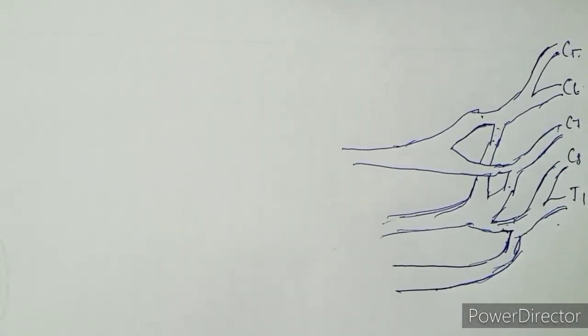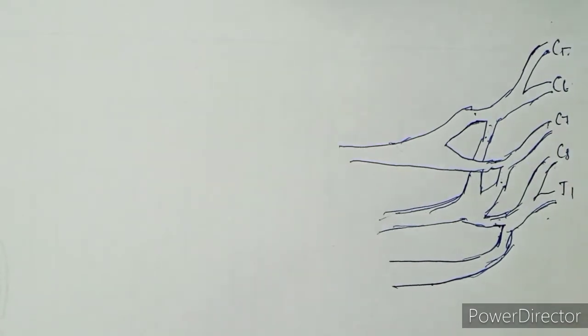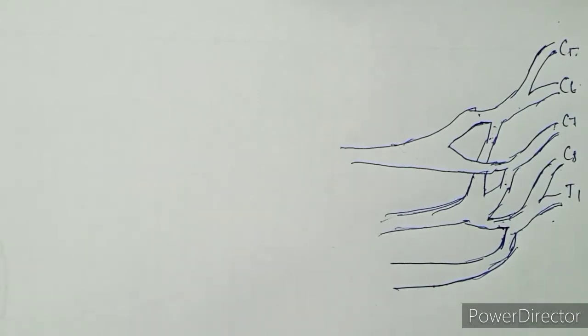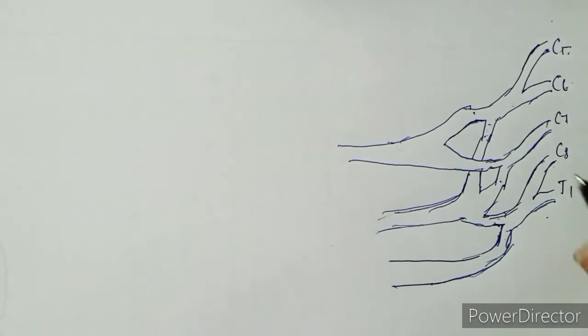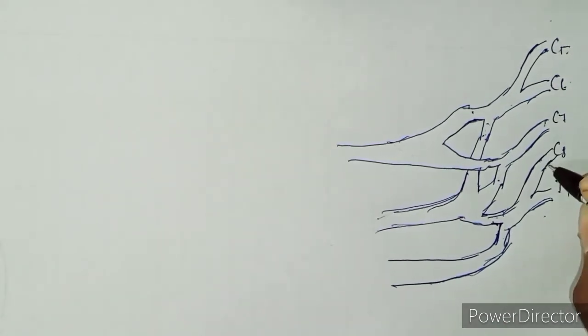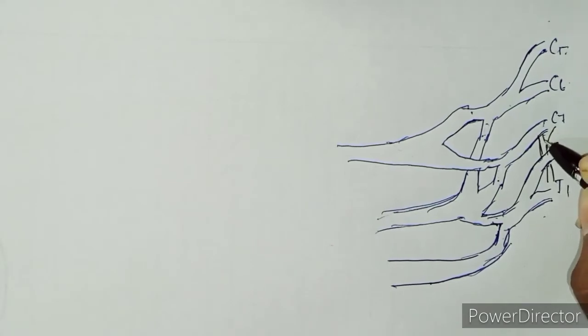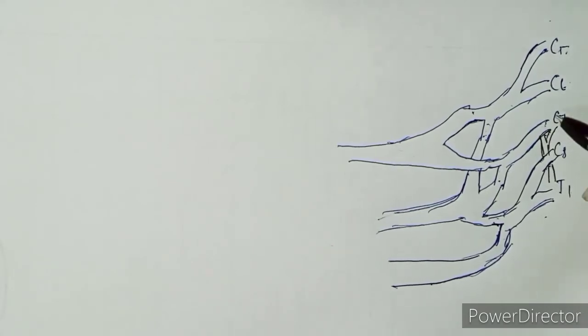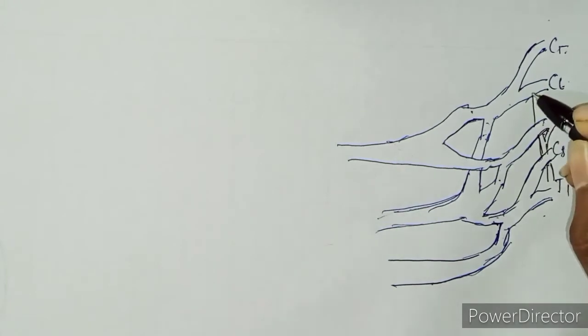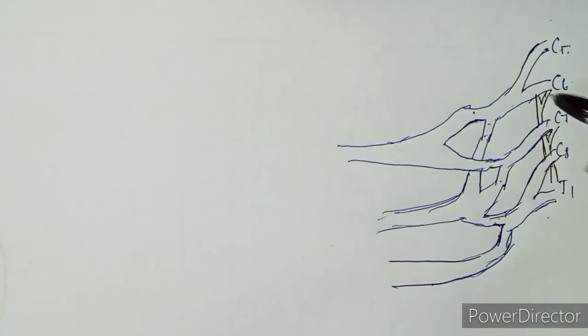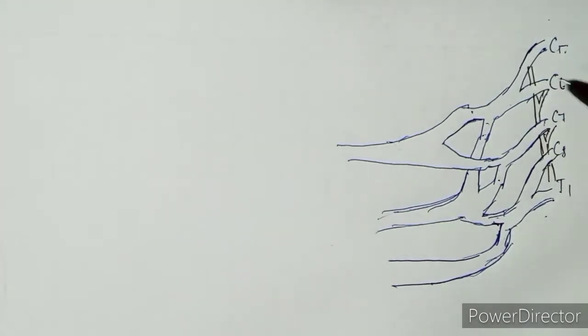Now we are going to see the branches. We have seen the roots, trunks, divisions, cords. Before getting to the branches of each cord, we have a nerve starting from here, C8. It goes around C7 and gives a branch over here, and then it goes around C6, where it gives another branch, and it reaches the C5 level.